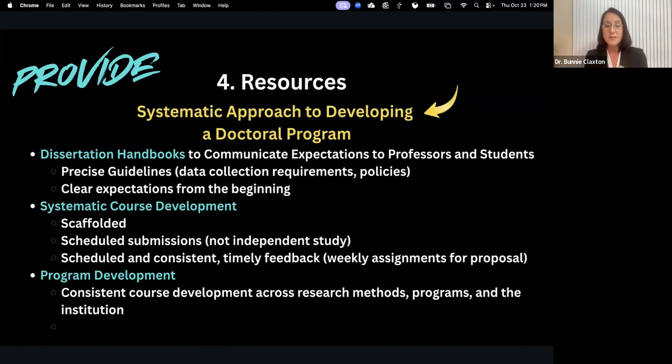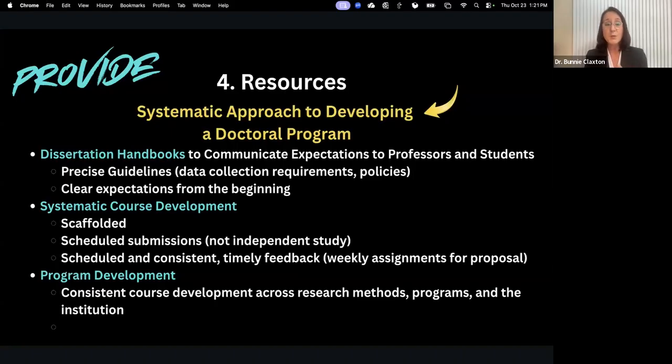We need to give them scheduled submissions. For that proposal, it should not be an independent study. The time for a doctoral candidate to transition from student to scholar is when they have defended their proposal and they are collecting and analyzing their data independently. That's when they're ready to become the scholar in their field, not necessarily in the proposal stage, because again, they've never done this before. So program development, this needs to be consistent course development across research methods, the program, and the institution.